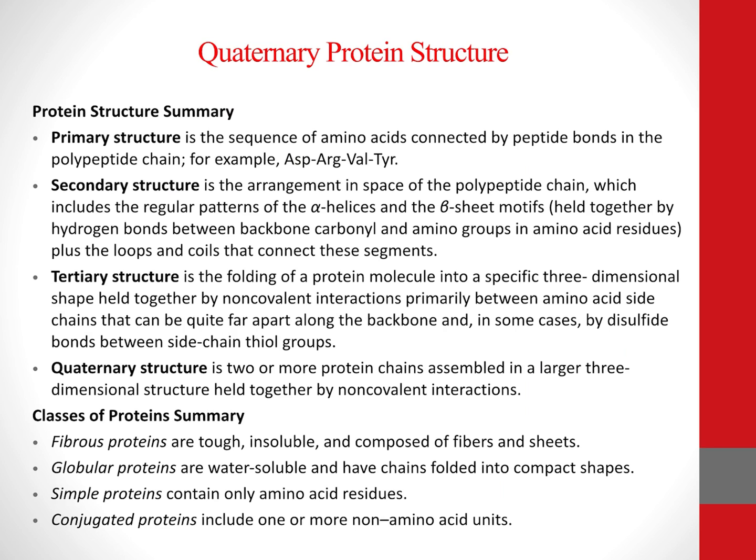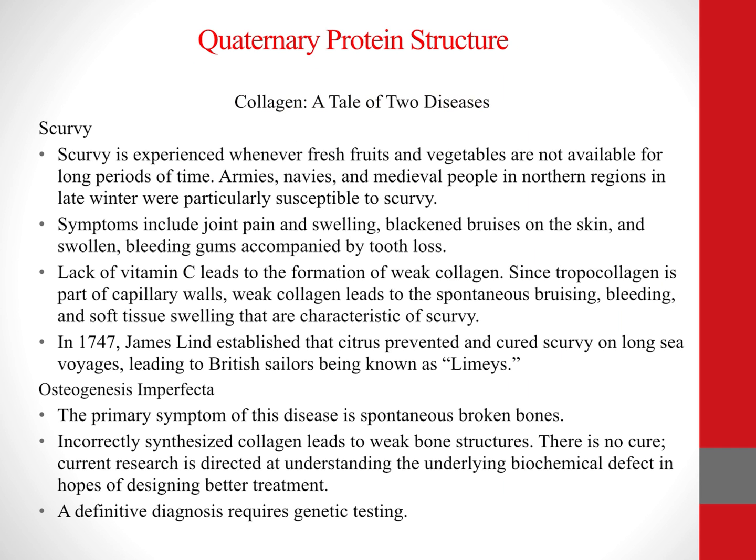We also looked at fibrous proteins, which were insoluble and tough, and globular proteins, which are water-soluble. Simple proteins can contain only amino acids, and then conjugated proteins have something other than the amino acid. Like for hemoglobin, we saw that iron was also in there, so that would be considered a conjugated protein.